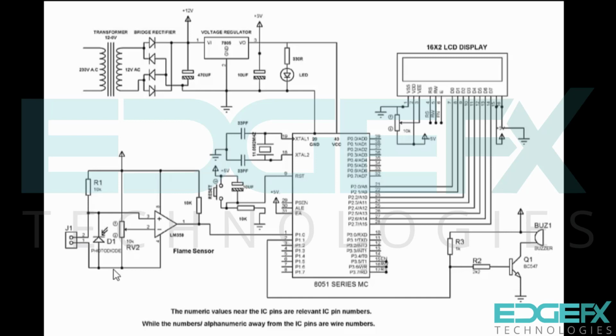Now coming to the flame sensor. In the flame sensor we have a photodiode and a 10K resistor making a potential divider, and a variable resistor with a comparator here, and the output of the comparator is going to the microcontroller's first pin.